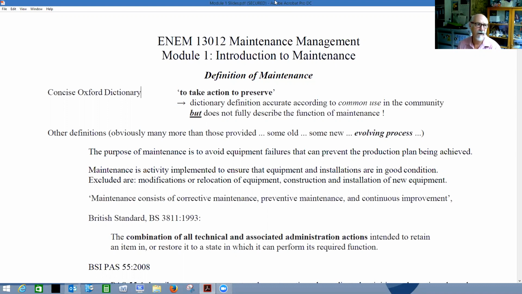And also in terms of professional organisations, they will come up with terminology, not just in maintenance, but in all professions, and they'll have their own very formal definitions or industry-agreed definitions with regards to maintenance engineering, control systems, civil engineering aspects, etc. So keep that in mind as well. All right, so we'll take it on board, but the Concise Oxford Dictionary, as I said, says maintenance means to take action to preserve.